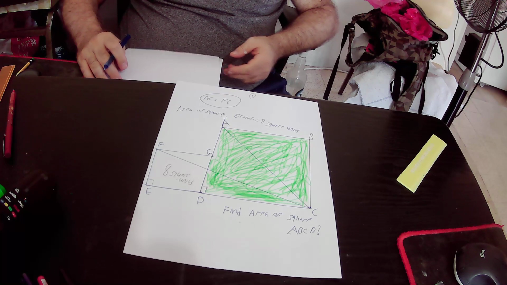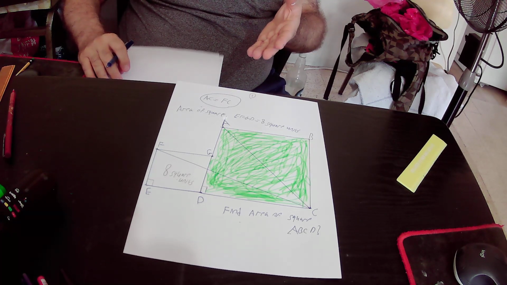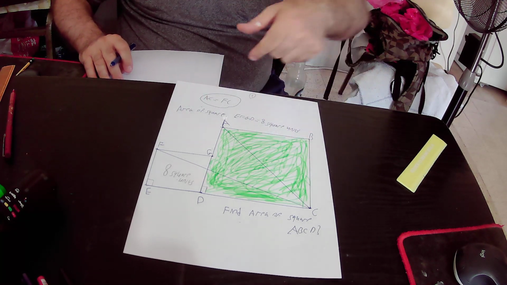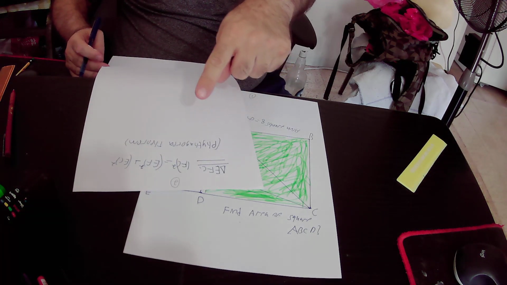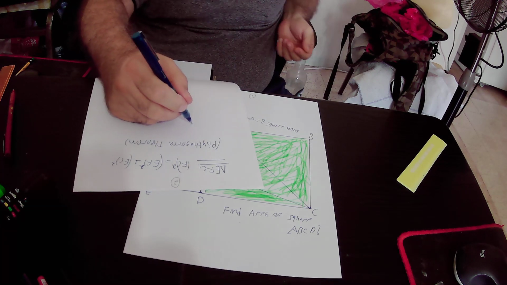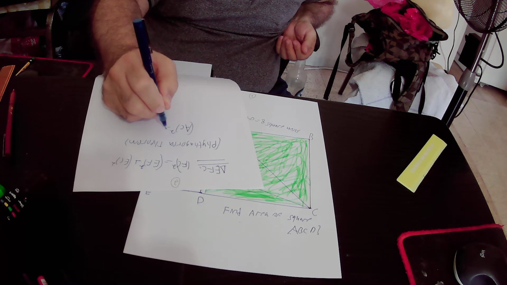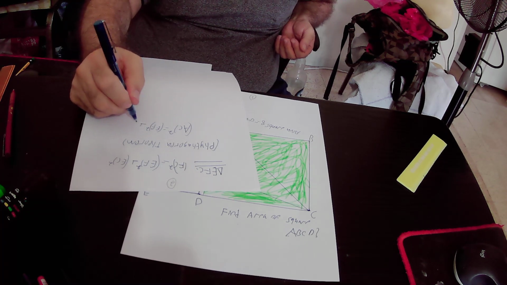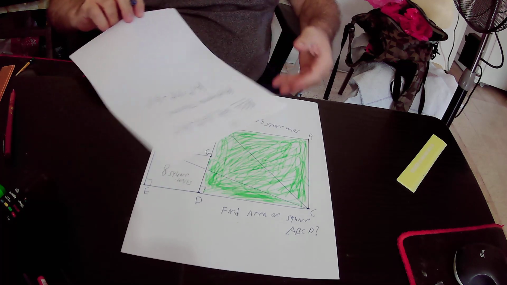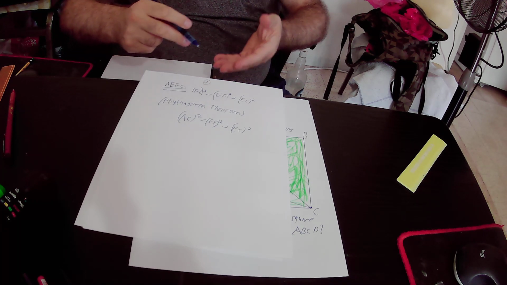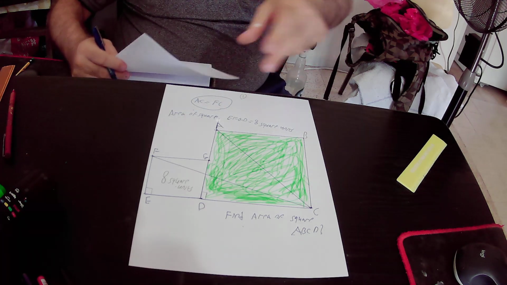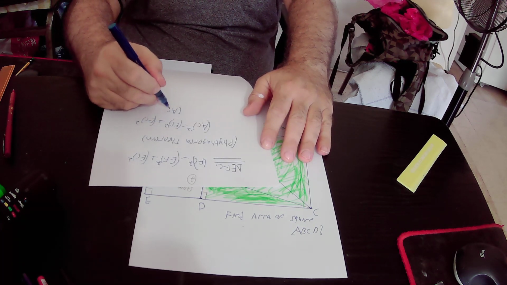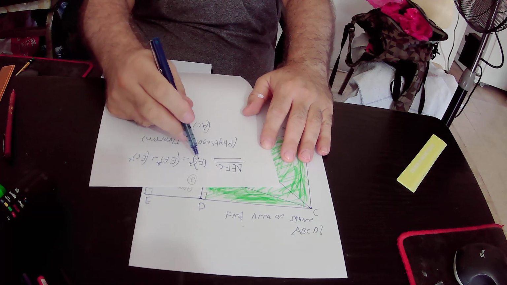But according to what is given in the question, AC equals FC, so we can substitute FC by AC because AC equals FC. So we can write down that AC square equals EF square plus EC square.